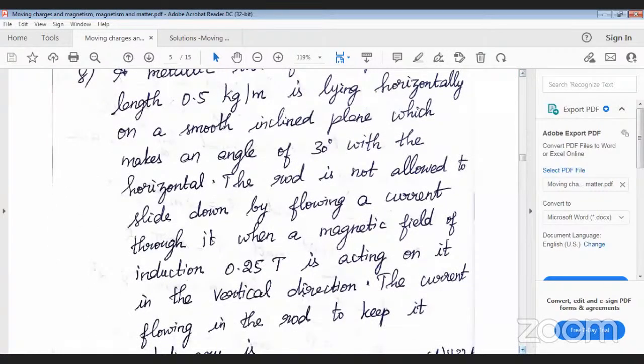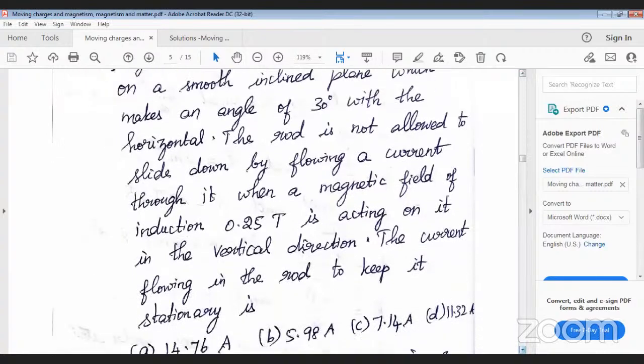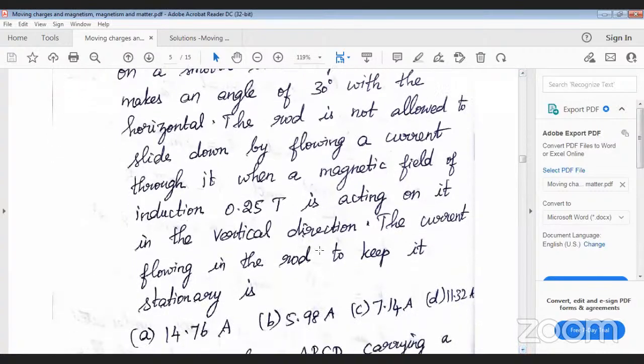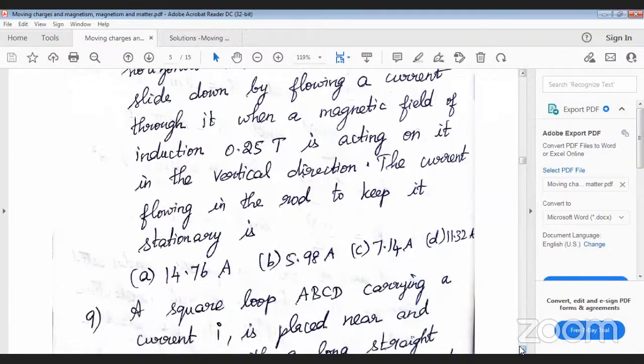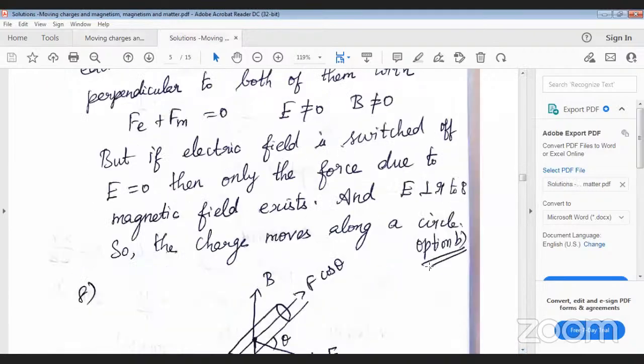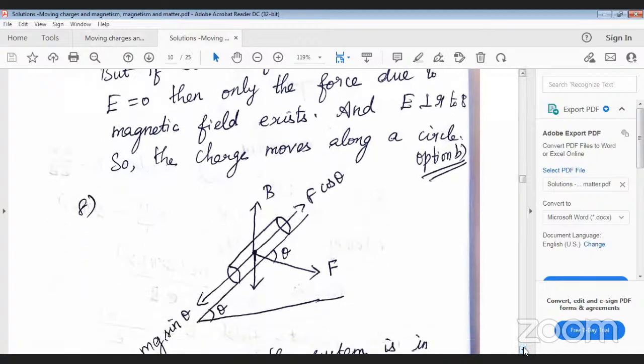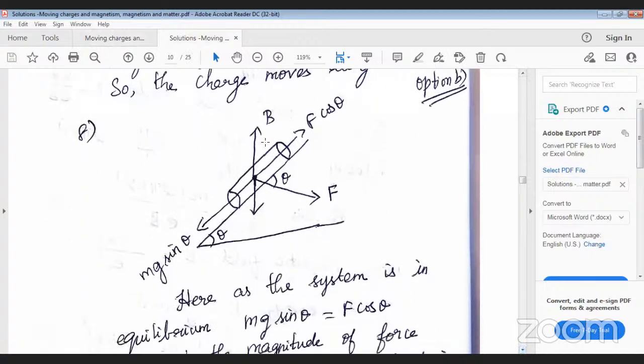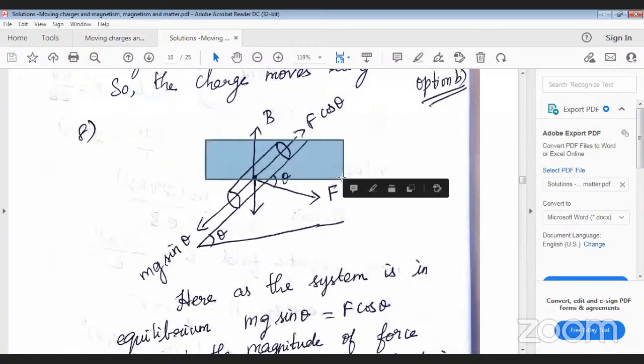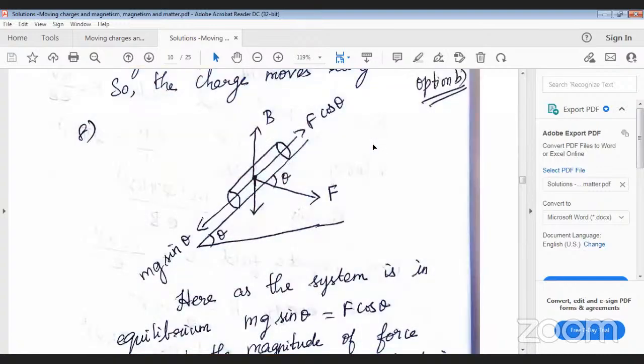The rod is now not allowed to slide down by flowing a current through it when a magnetic field of induction 0.25 Tesla is acting on it in the vertical direction. The current flowing should be found out, and we shall see how to solve this. This is the rod. It is in cylindrical shape. It is lying like this, having an angle theta.